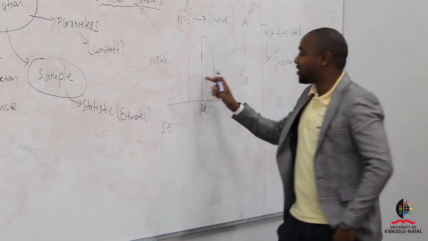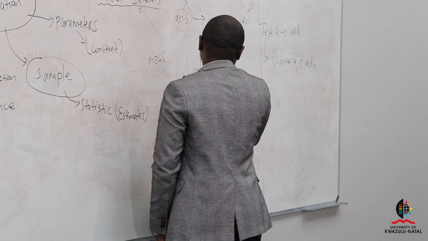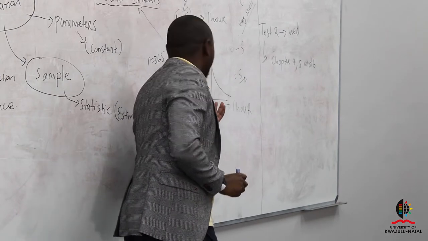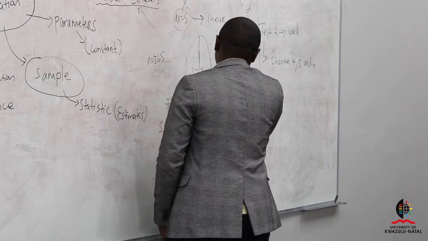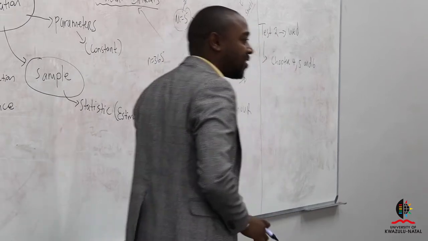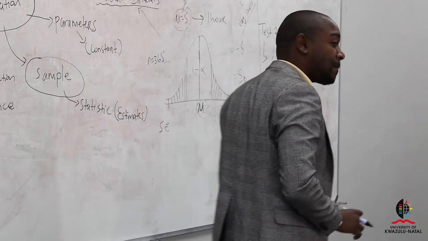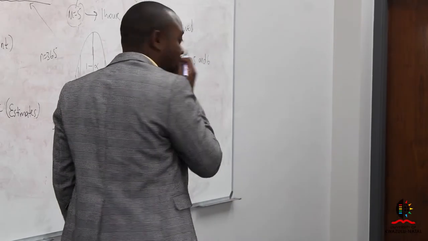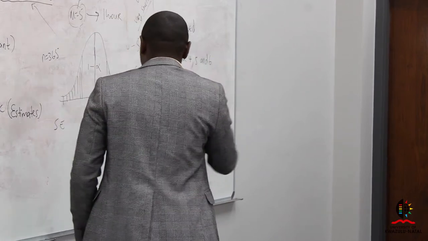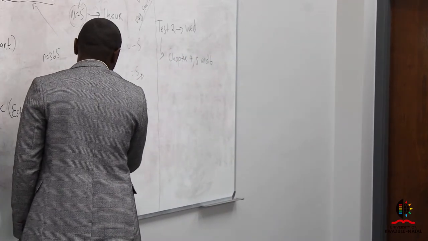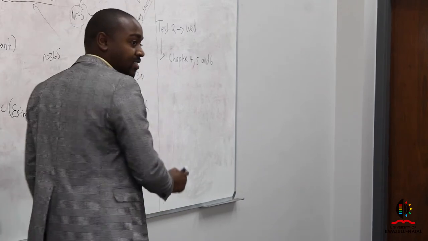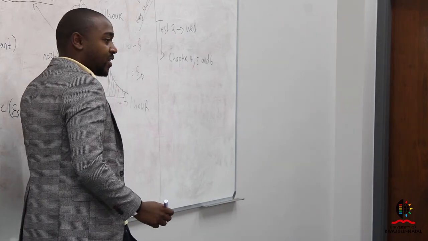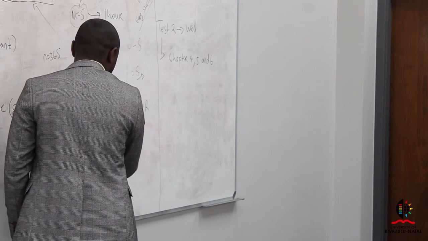Remember, under this curve, this middle area is referred to as 1 minus alpha. So what is this one? If this one is 1 minus alpha, what is left here? Alpha. The first thing you did was you said 1 minus alpha, because it's this area and you want to find this endpoint. So are we left with alpha?